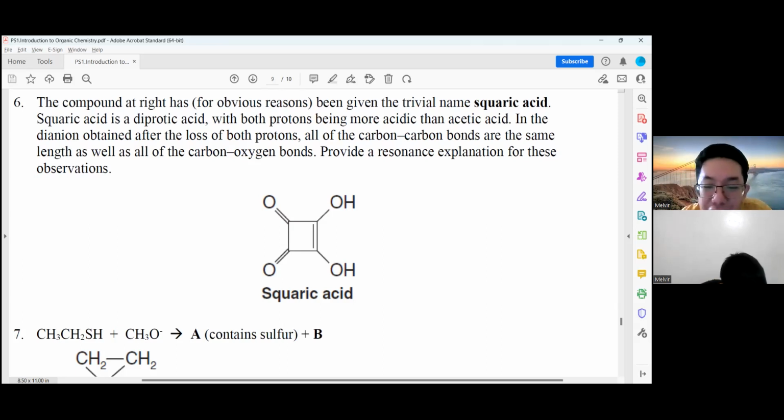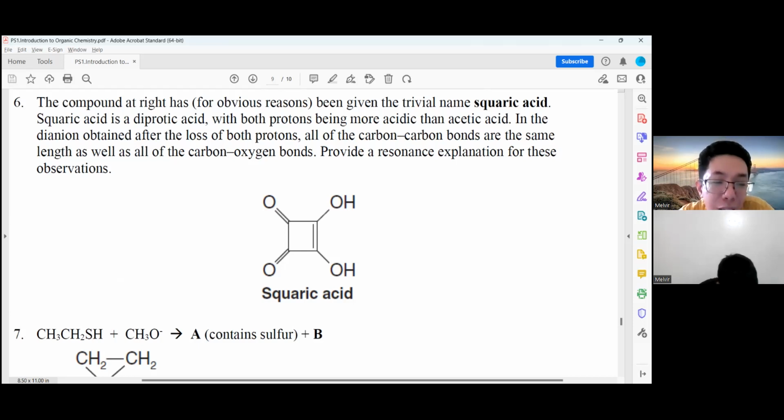When you say diprotic acid, ano nga ulit meaning nun? Diprotic acid. It means you have what, Josh? You have two protons. Okay, good. You have two acidic hydrogens, no? So with both protons being more acidic than acetic acid. Imagine mo pa, Josh, yung dalawang protons niya, mas acidic pa siya sa acetic acid.